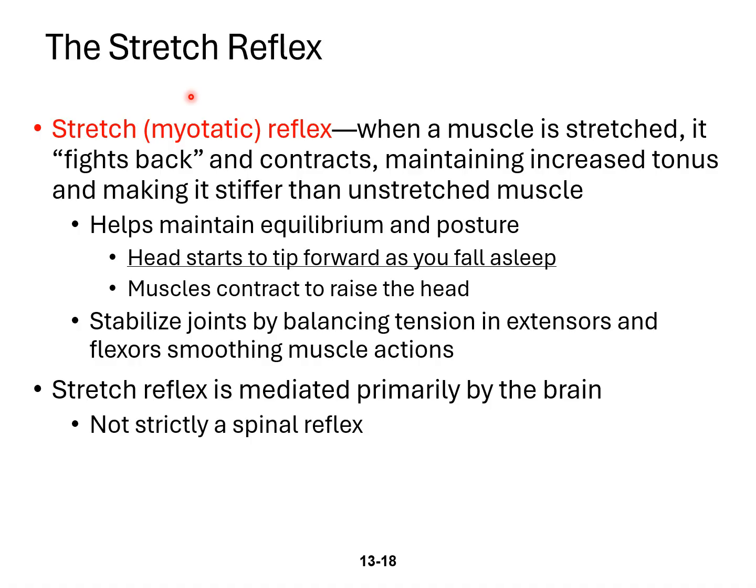This brings us to the stretch reflex. So the myotatic, or the stretch reflex, is when a muscle is stretched, it tries to fight back and contract. So somebody pulls your arm, it's stretching the muscle, you're going to want to pull it back. And this maintains increased tonus, making it stiffer than an unstretched muscle. This helps maintain equilibrium and posture.